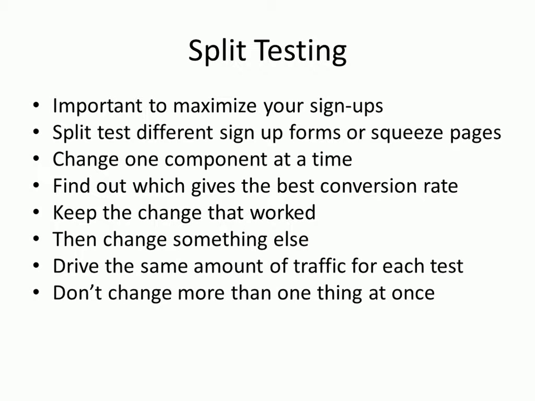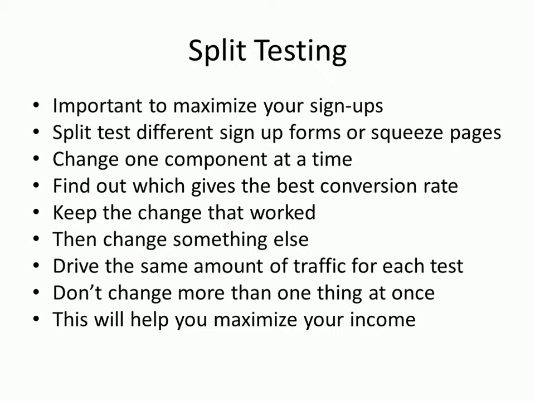You must not change more than one thing at once. If you try and change too many things, you're going to be unaware as to what has worked and what hasn't worked, which basically means you are not going to be able to improve your conversion rates. By taking the time to do this split testing, you are going to be able to maximize your income. You can really start to increase your sign-ups, and from that you'll be able to increase the size of your list and the amount of money that you make. And ultimately that's why you're building a list, so that you can make money. And through taking the time to do this split testing, you can massively increase the amount of money that you can earn from your list.